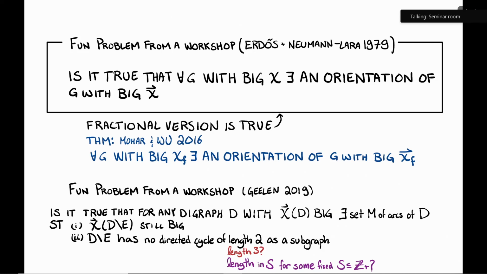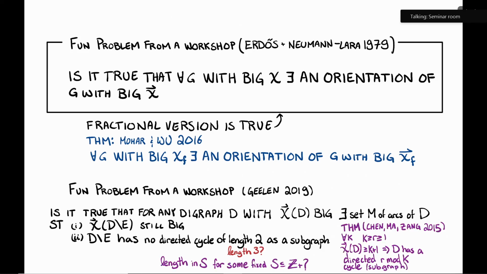There are some easy cases. So these are various results. Some of them are by Bondy, and there are older ones, but the strongest in this genre is from Chen, Ma and Zhang in 2015, which says that if you have big dichromatic number, you have to, as a subgraph, contain a cycle of length p mod q for any p and q.